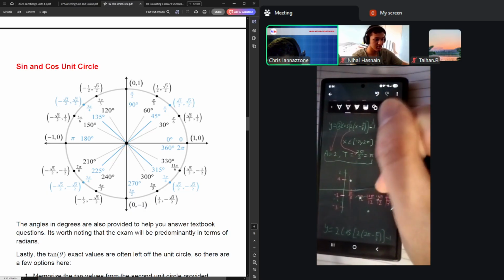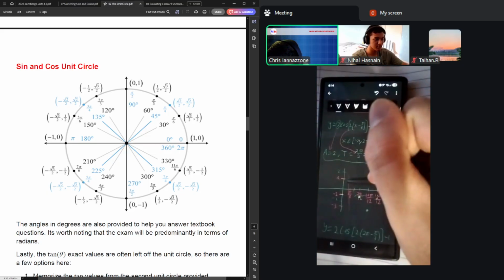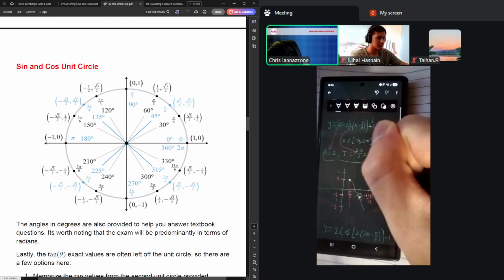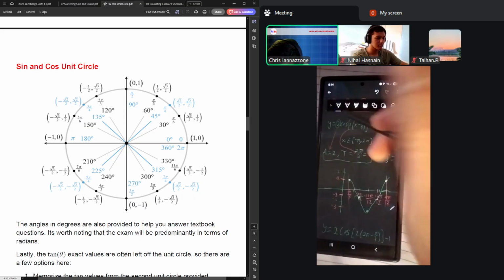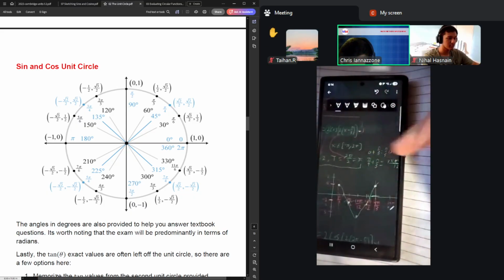Oh geez, we didn't even do the x-intercepts. Oh god, yeah. Because when you draw this, you now have to also get these as well. But we won't worry about that just for now.